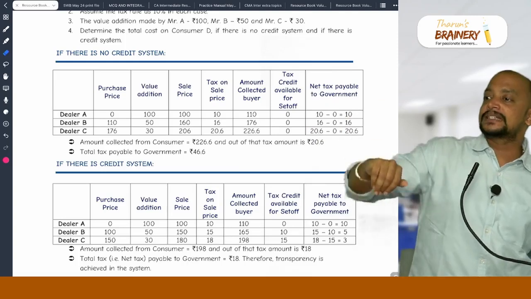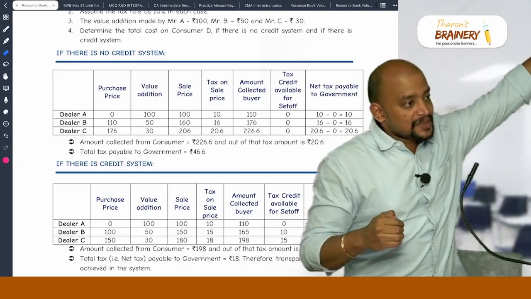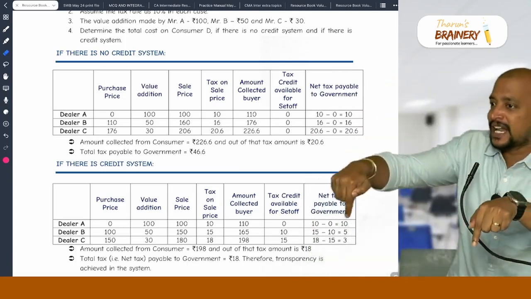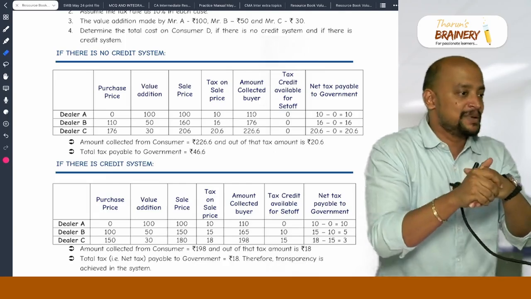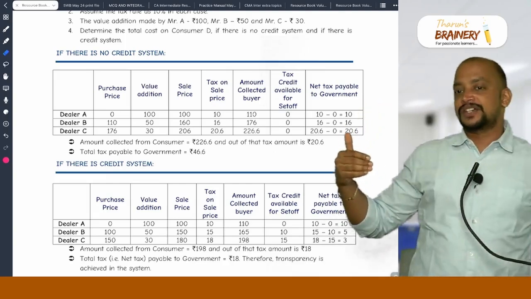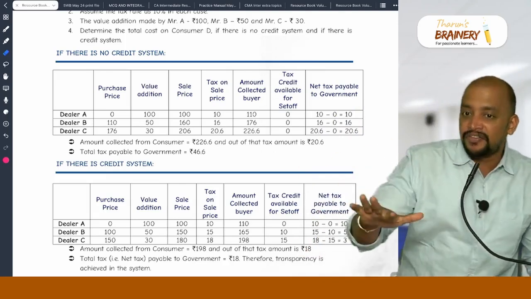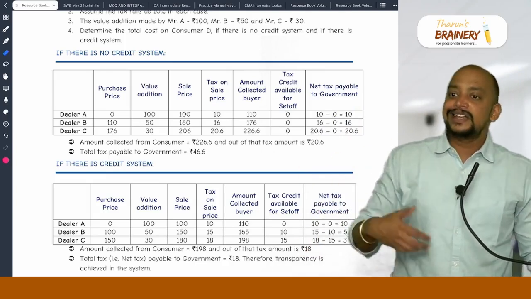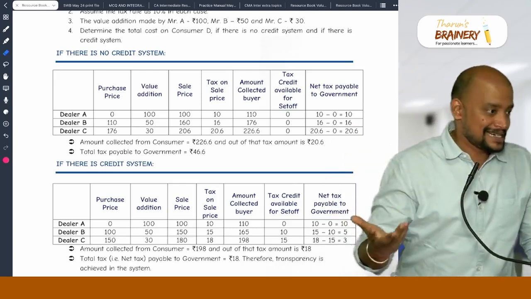176 minus 16 is what? 160. But what was his cost? 100, because he is getting input tax credit. So 100 and 160, what is the value addition made by dealer B? 60 rupees is the value addition. But what was the value addition that he was making so far? 50. Now all of a sudden, he is able to make a profit of 60, 10 rupees extra.